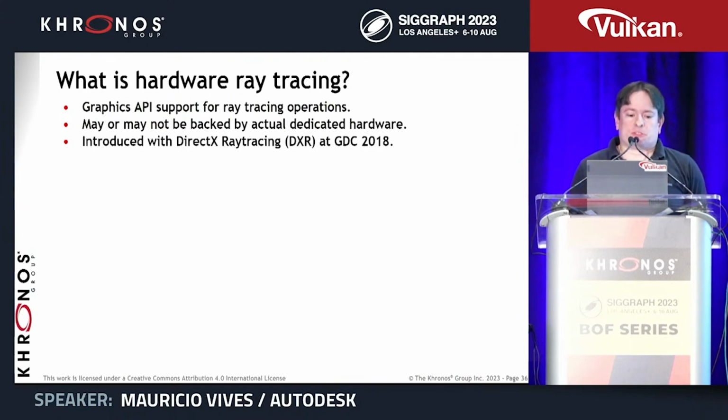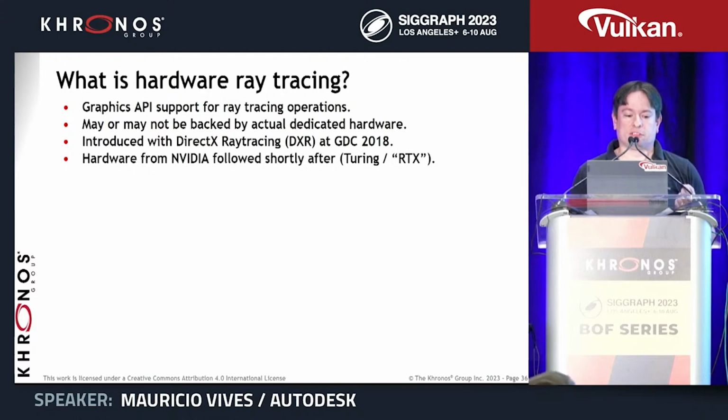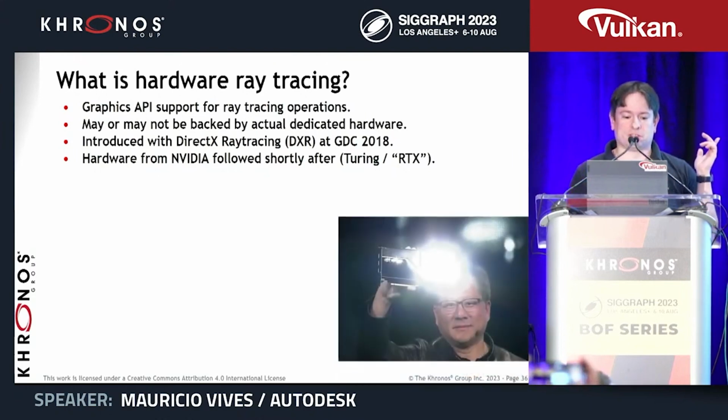It was introduced with DirectX ray tracing, or DXR, at GDC 2018. And the dedicated hardware from NVIDIA followed shortly after in the Turing architecture, basically once they started calling everything RTX, that's what they were referring to. They're referring to this ray tracing hardware. So this is how Jensen of NVIDIA introduced this, I think it was in Vancouver at SIGGRAPH 2018. He held up a GPU and had it reflect the light and say, oh, look, ray tracing in real time, right? So it was super corny, and I loved it.